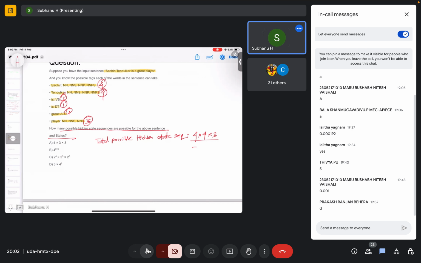Okay, now tell me, what is the possible answer? So this is not 48, this is not 48. This is 3 into 16. So this is the possible answer. Okay, so this is the correct answer.